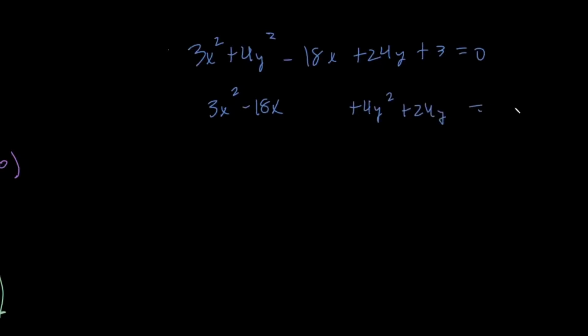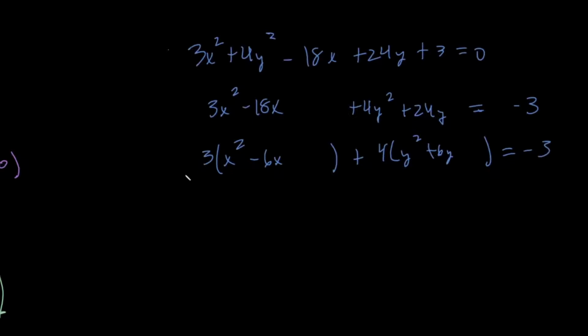I'll go ahead and move the 3 over. I want to factor out the 3 of the x's before I complete the square. You don't have to, but I would really recommend this. Otherwise it's going to be really difficult. Same story for the y's: y squared plus 6y equals negative 3.